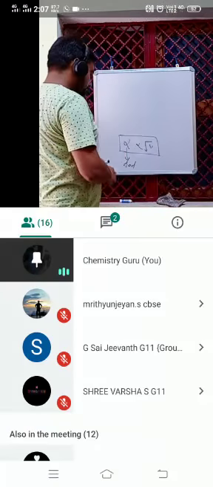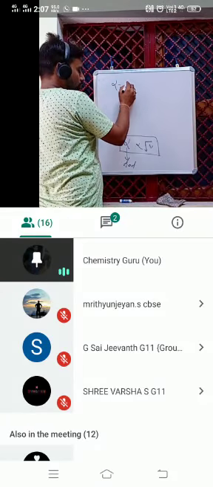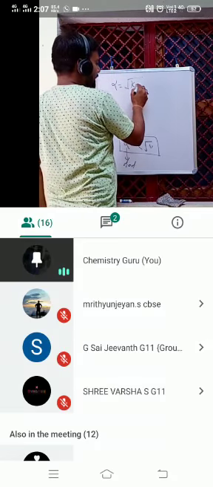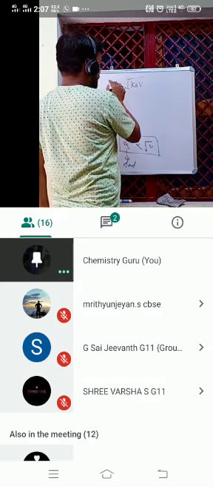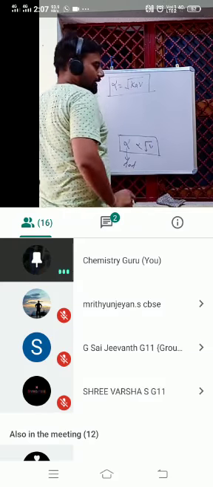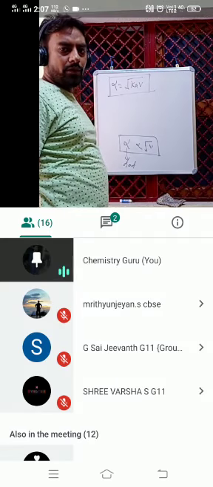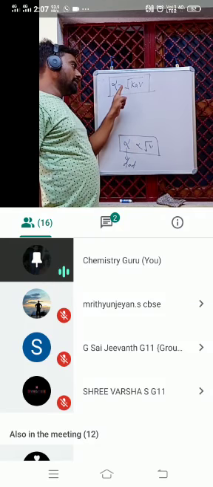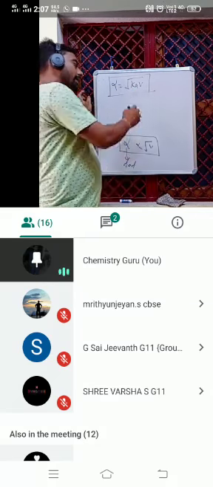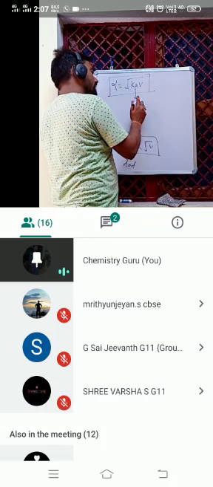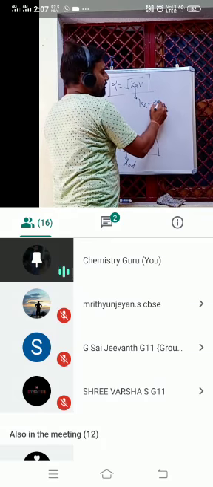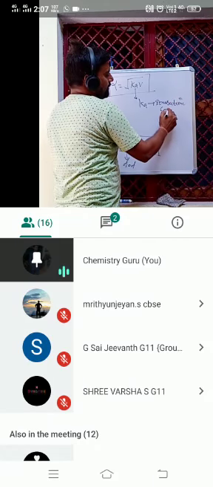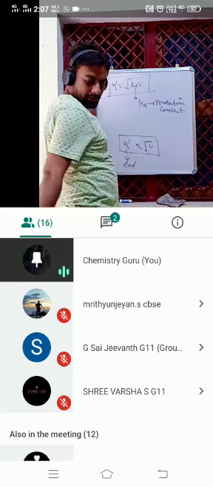So after this, I'm erasing. Remove this proportionality symbol, and alpha is equal to under root Ka into V. If we are removing the proportional symbol, then we have to take a constant. So Ka is a constant, alpha proportional to under root Ka V, and what is Ka? Ionization constant.